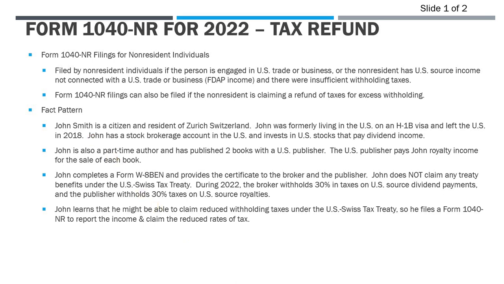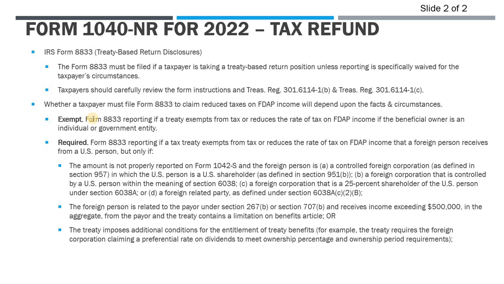All right, so let's go to the second slide here and talk about treaty-based return disclosure. So the 8833 is where we report and claim treaty benefits, right? So it has to be filed if a taxpayer is taking a treaty-based return position unless reporting is specifically waived, right?